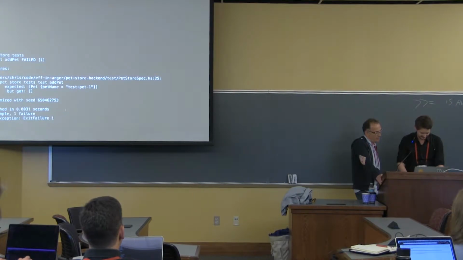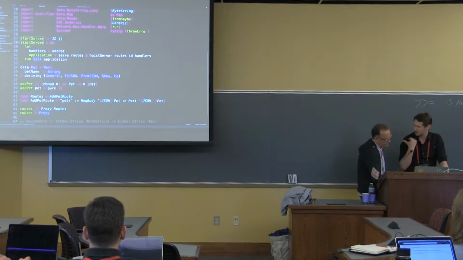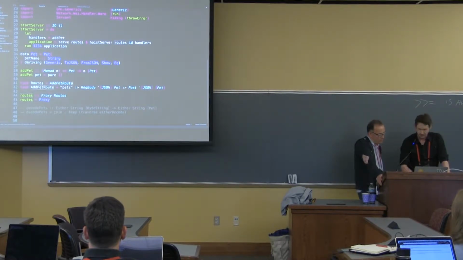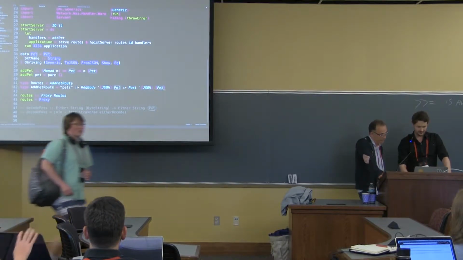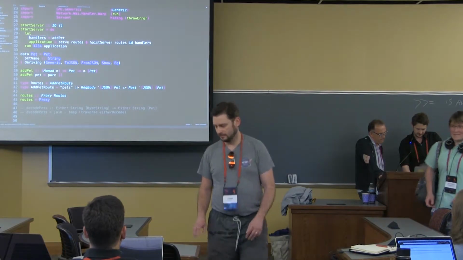Okay, so let's look at the code. Start server, that was what we were calling in main. We had the application scaffolding. So we run from Warp, on port 1234. The application serves a bunch of routes. We only have the add pet route right now, right? Let's keep it simple. It takes a pet as JSON and returns the list of pets. Okay, cool. And here we have the handlers.